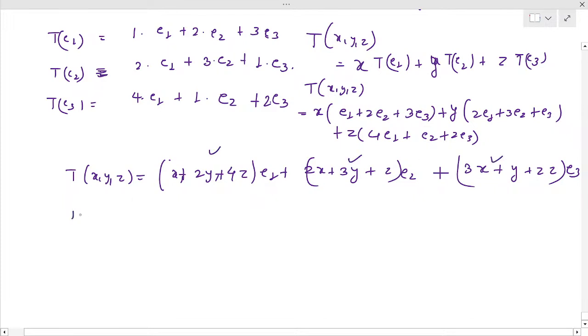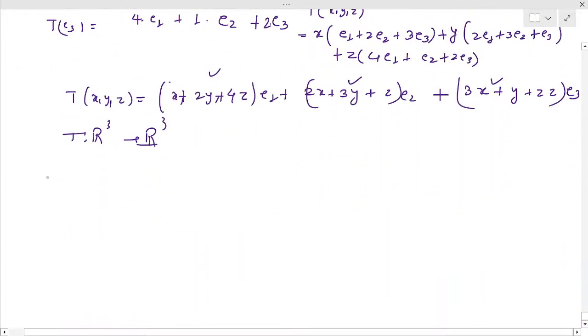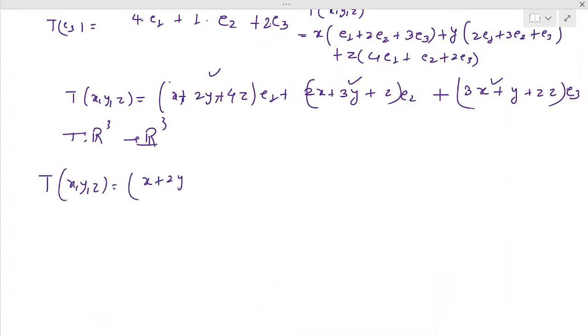So clearly the linear transformation T defined from R cube to R cube, where the matrix of linear transformation is given by this, is nothing but this linear transformation. I'll supply x, y, z to you, and you will get x plus 2y plus 4z, 2x plus 3y plus z, 3x plus y plus 2z. I think it is clear to you. This is how you define the matrix of linear transformation. If that is fine with you, can we do some questions now?